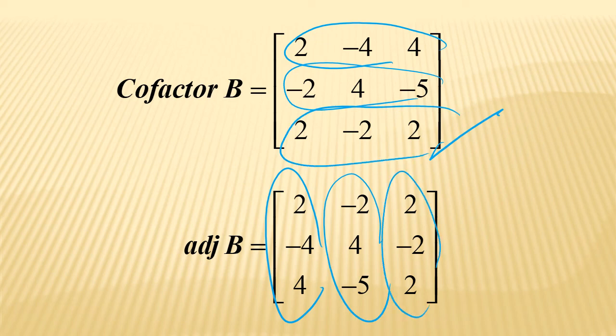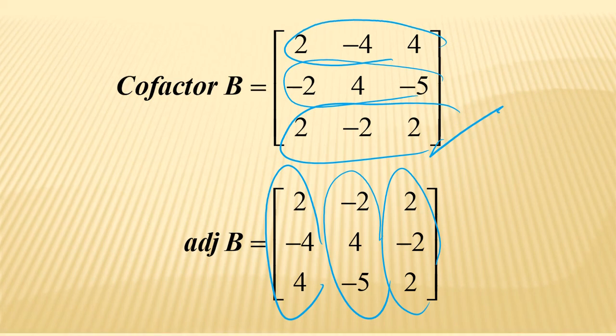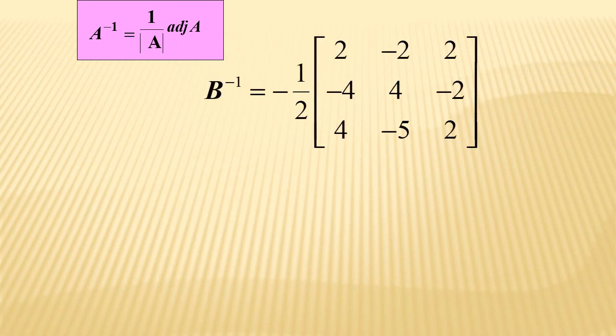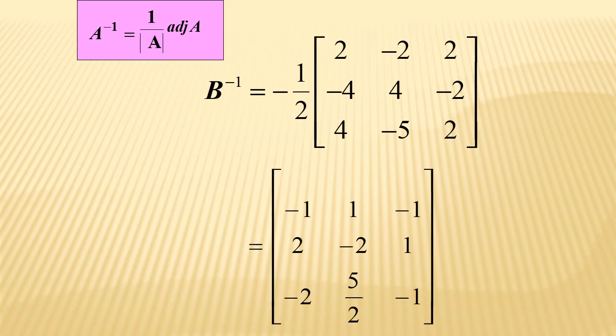Now to find the inverse, we just have to substitute into the formula. So what is the formula? 1 over determinant multiplied with the adjoint of matrix A. So it will be inverse of B equal to negative 1 over 2, which is 1 over the determinant, and then multiply with the adjoint. So we have to multiply the constant with each of the elements. So what do we have as the result? Yes, we have negative 1, 1, negative 1, 2, negative 2, 1, negative 2, 5 over 2, and negative 1. So this is our inverse.